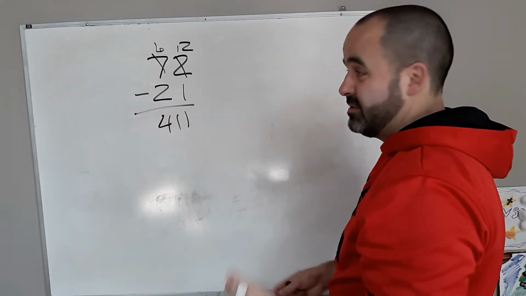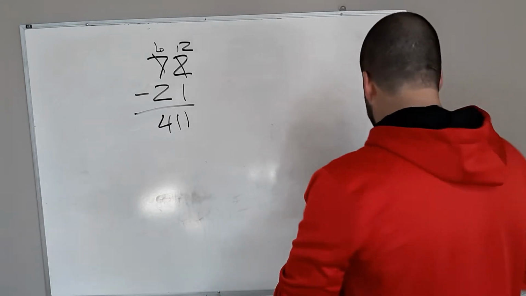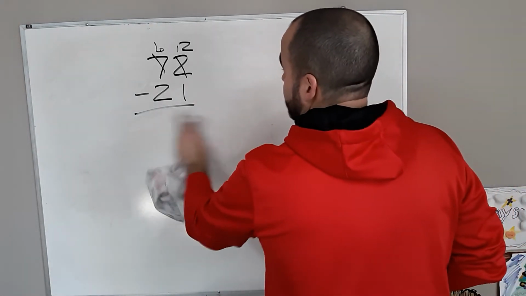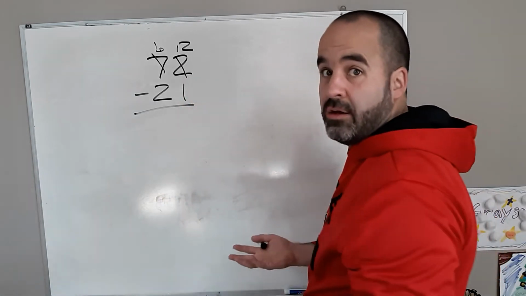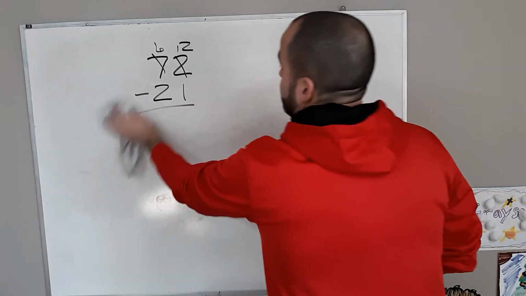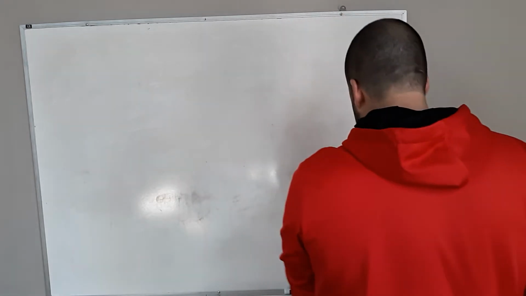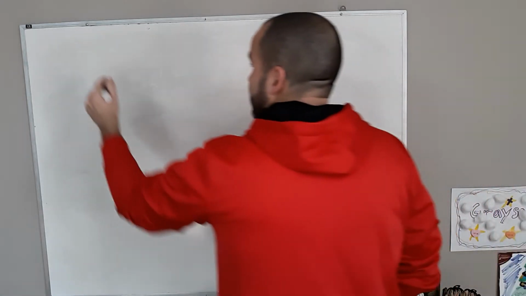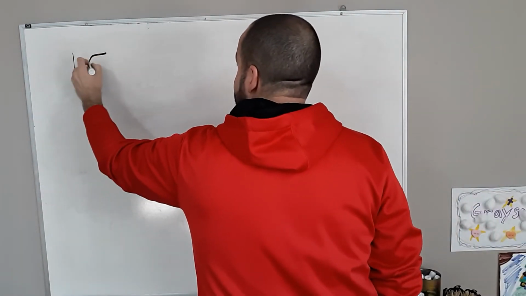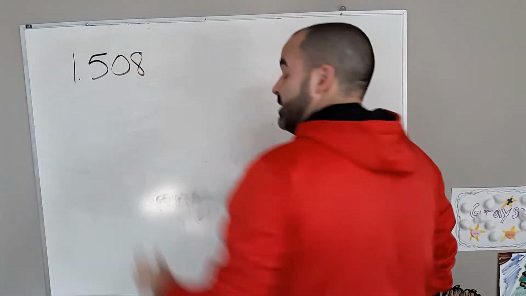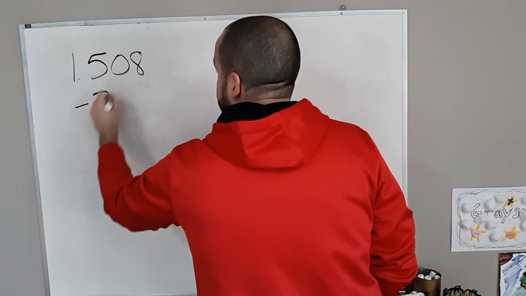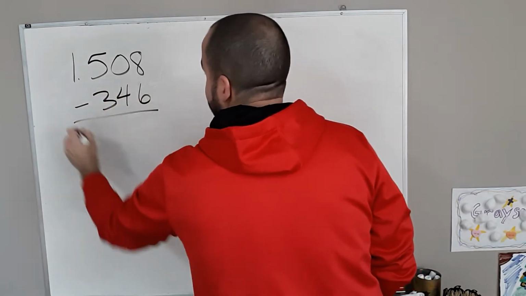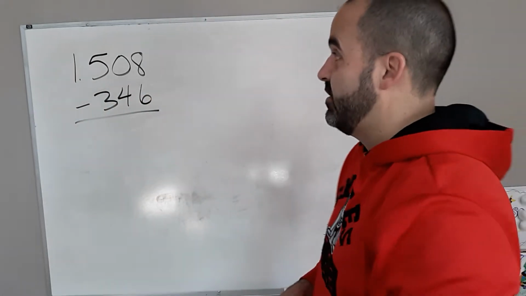And is that my answer? It's not. 411 is not my answer, because in this problem, I didn't need to borrow. 2 is greater than 1, no borrowing needed. So that's the same thing when we're doing three-digit subtraction. So let's take a look at number 1 and see, do we need to borrow? And then, how do we do it? So 346 is what we're taking away from 508.